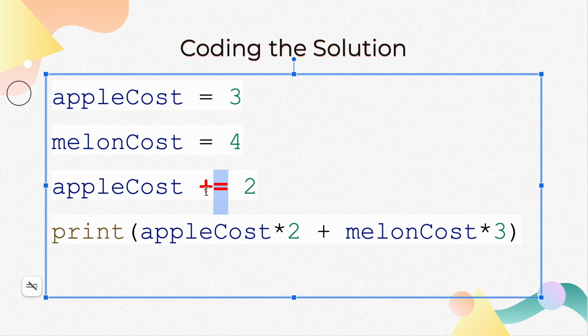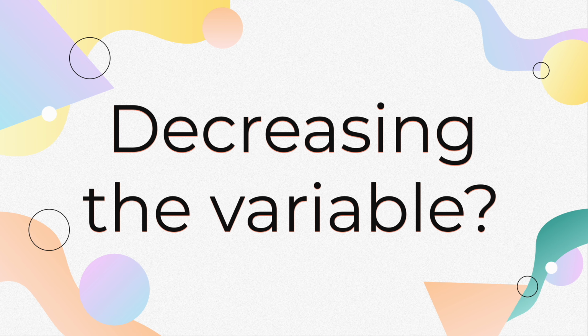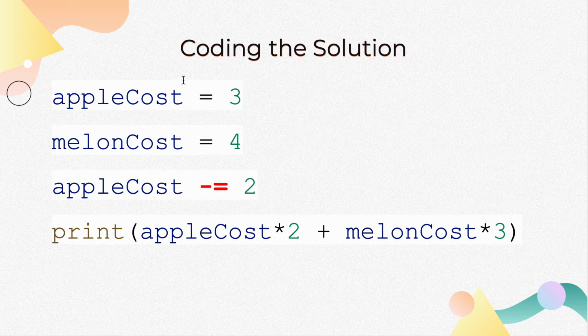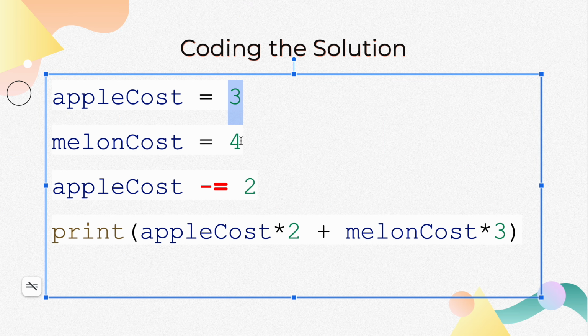So notice here, we have plus equals, and all I'm going to do is print apple cost times 2 plus melon cost times 3. How should we decrease the variable though? We do the same thing. We say that apple cost is 3, melon cost is 4, but this time we use minus equals 2. So we print apple cost times 2 plus melon cost times 3 similarly. We can also have times equals, so we're going to be multiplying the apple cost by 2, and we can also have divide equals, which will divide the apple cost by 2.